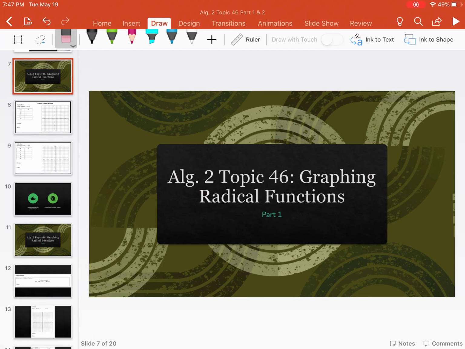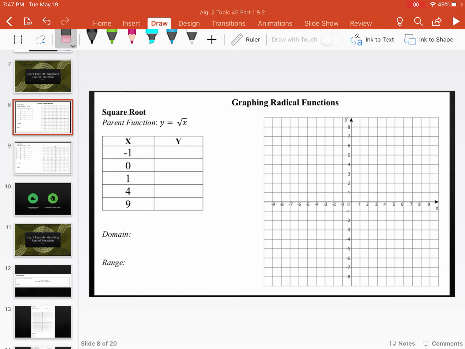Welcome back to topic 46 for Algebra 2, Graphing Radical Functions. In part 1, we're going to learn how to graph the parent function of both the square root and the cube root. Let's start off with the square root. The parent function for a square root is y equals the square root of x. And remember, this can also be written as y equals x to the 1/2 in exponential form.